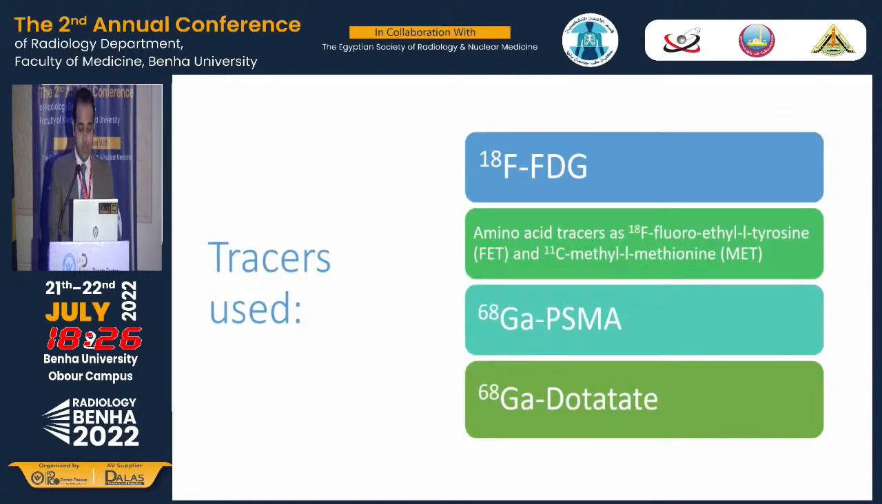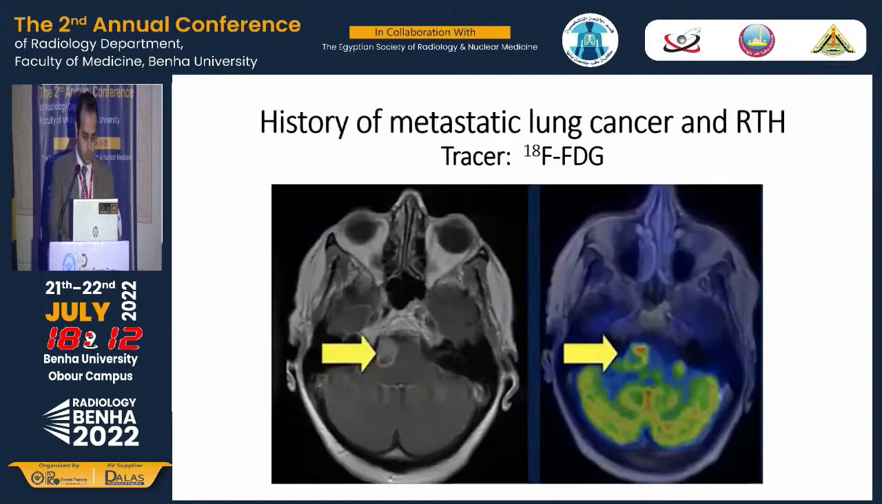The tracers used here: the first and the most important is fluorine FDG. The second, amino acid tracers like fluorine fluoroethyl tyrosine and carbon 11 methyl methionine, gallium PSMA, and gallium dotatate. Our first case was a history of metastatic lung cancer, received radiotherapy, coming for follow-up. On the left, T1 post-contrast image, we see a large enhancing component. On reviewing the fused PET, we can see a smaller active tumor. This delineates the residual lesion from the post-treatment change or fibrosis.